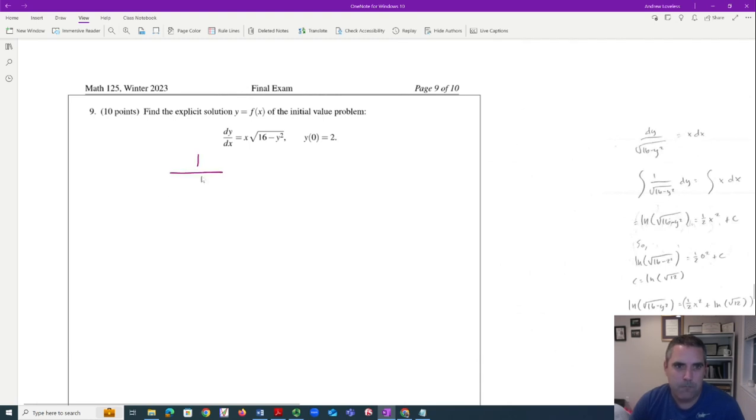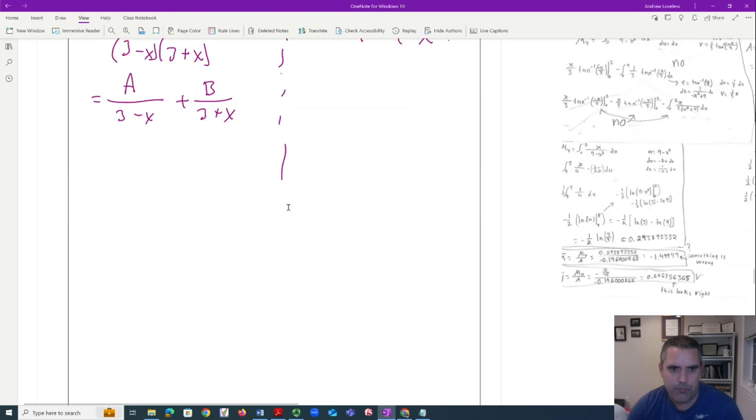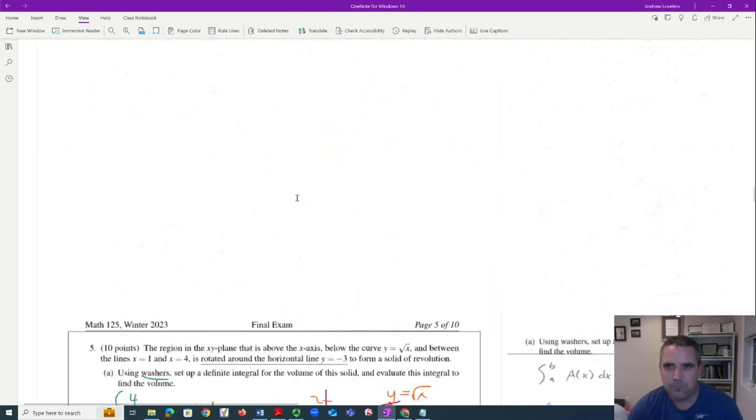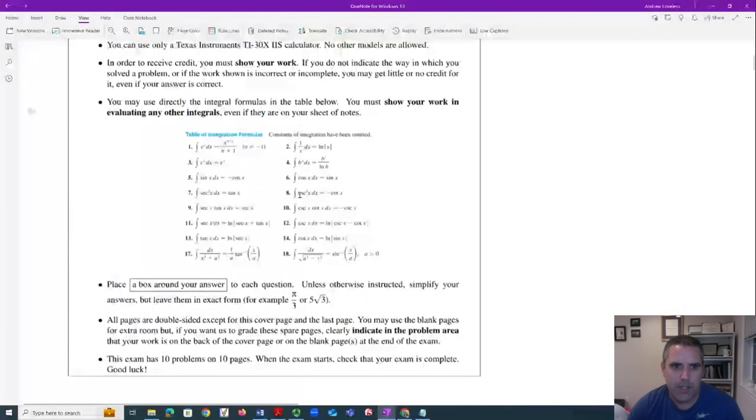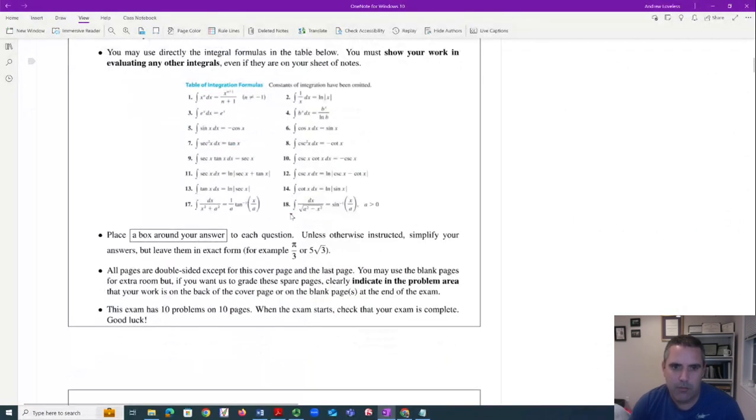This is separable. Square root 16 minus y squared dy equals x dx. We're going to integrate. Now this actually is in our table. It's arcsine. You can also do Trig Sub. You can also do other things. But before you dive in, we have used this a couple times. We've used this one a lot more. But this, I don't know why my pen decided to stop working.